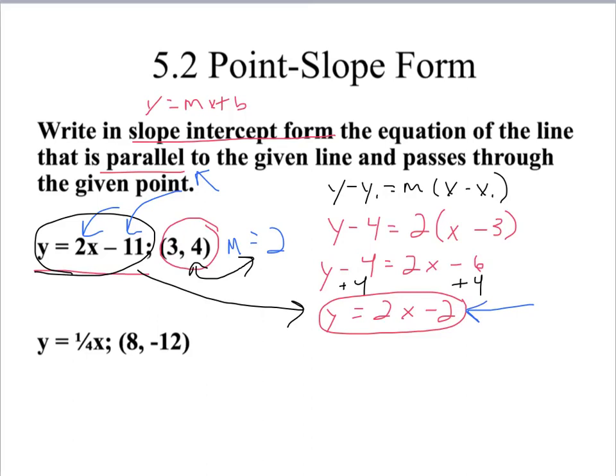So y is equal to 1/4 x, and we know that our new line will be parallel to y equals 1/4 x. It's going to go through the point (8, -12) though. So what I do is I plug it into my point slope form. Whoop, forgot the slope. Can't forget the slope.